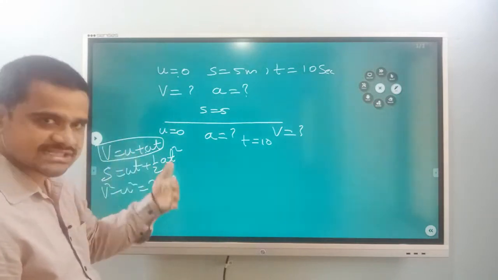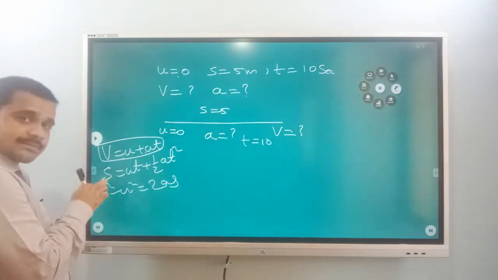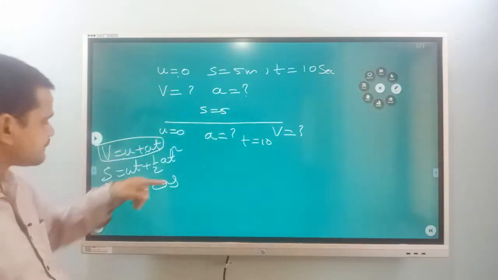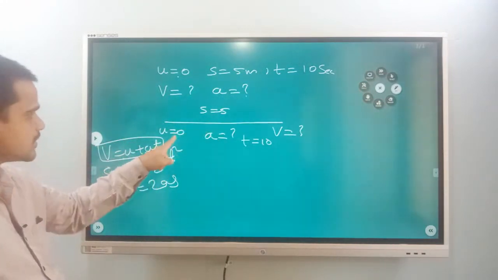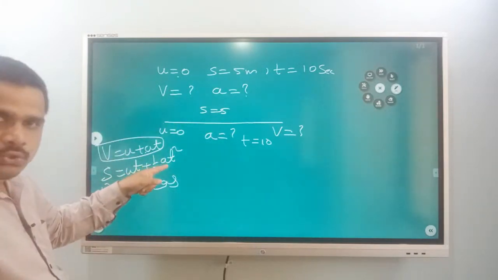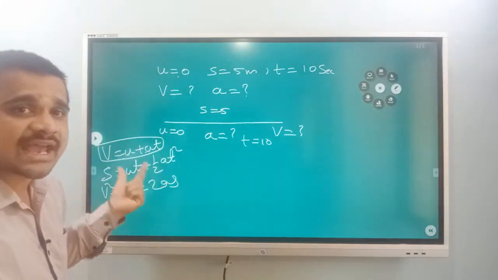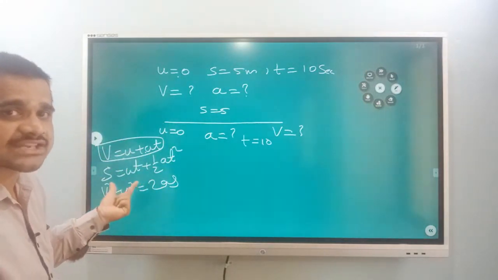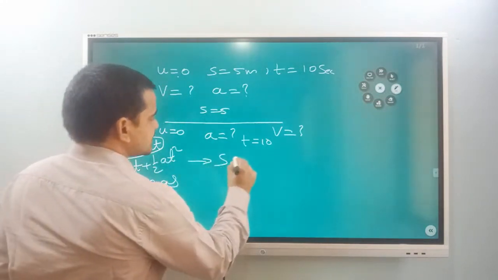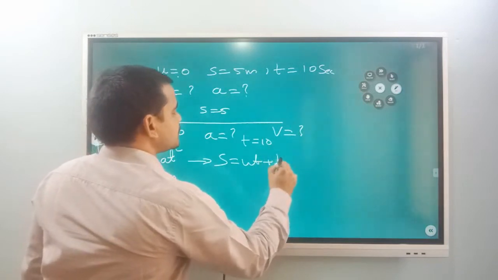Next, go to the next expression. Is it possible to use this or not? The next expression I have is S is equal to UT plus half of AT square. S is equal to 5 given here, U is 0, and time T is given as 10. A we don't know here. Yes, I can use this expression. If I use this expression, I will get the acceleration. So the expression I'm using here is S is equal to UT plus half of AT square.